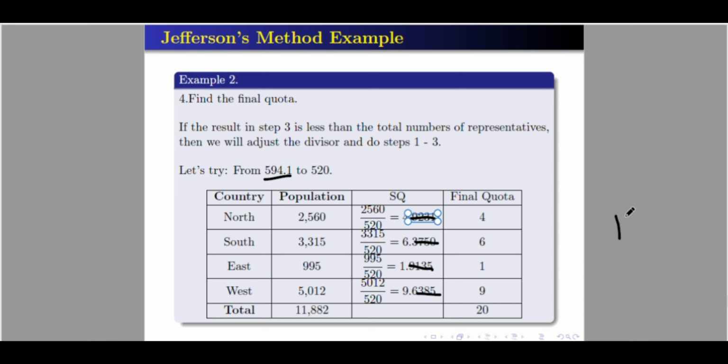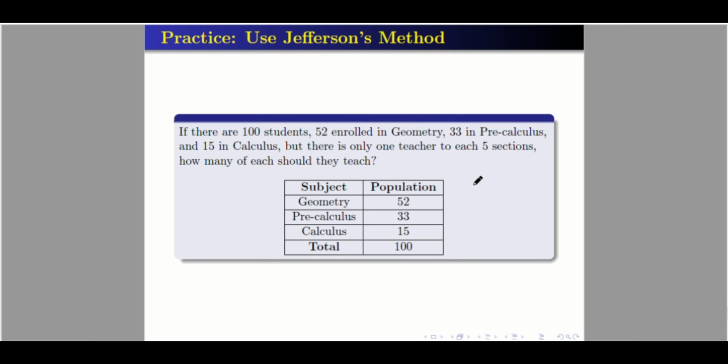So again, say for example, you got 19. Then again, you adjust your standard divisor. After adjusting, you do again this computation for the standard quota, and then delete the decimal places for the final quota, and then add. You must reach 20. Okay. And for the example, the same example as with Hamilton's method, but now you will use Jefferson's method.